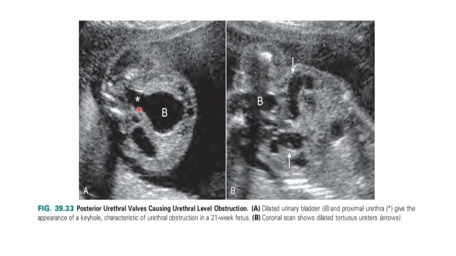This is the keyhole sign, where there is dilatation of the bladder with dilatation of the proximal urethra, which appears as a keyhole. And in this image we can see dilatation of the ureters, bilateral ureters are dilated.